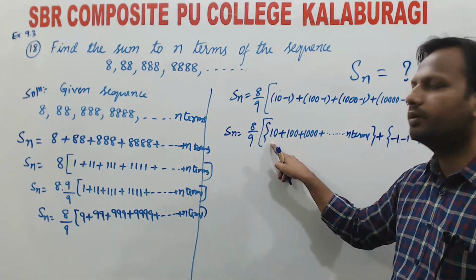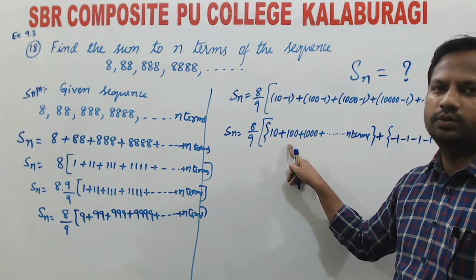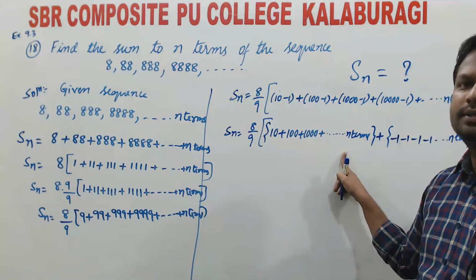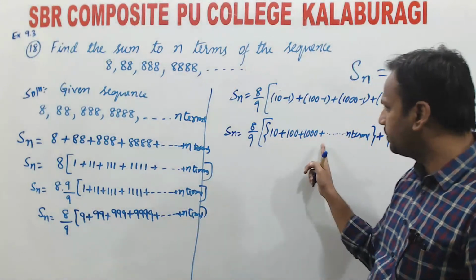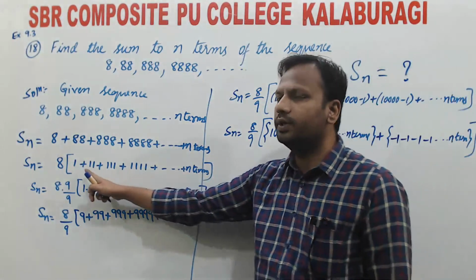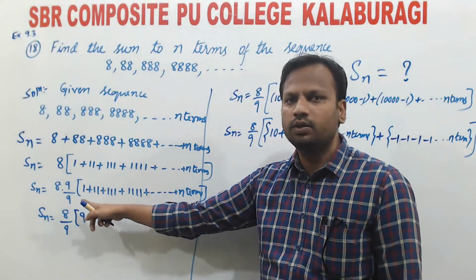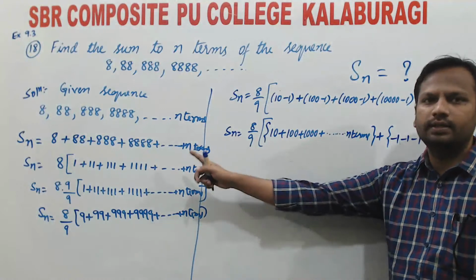That is, 100 divided by 10 is how much? 10. 1000 divided by 100 is how much here? 10. So you are getting a common ratio there. So it forms a GP series. For this only we made it in this way here. For this purpose, we took 8 common, we adjusted by multiplying by 9 and dividing by 9, and we multiplied 9 inside.